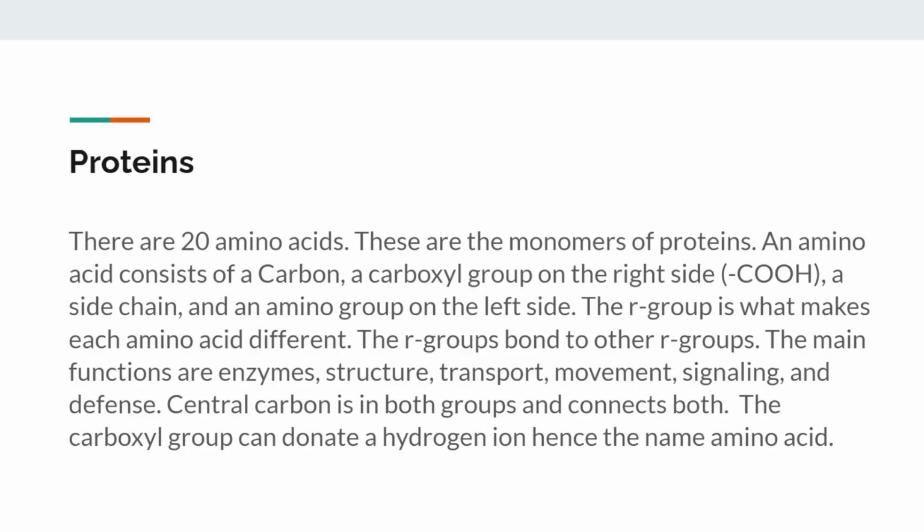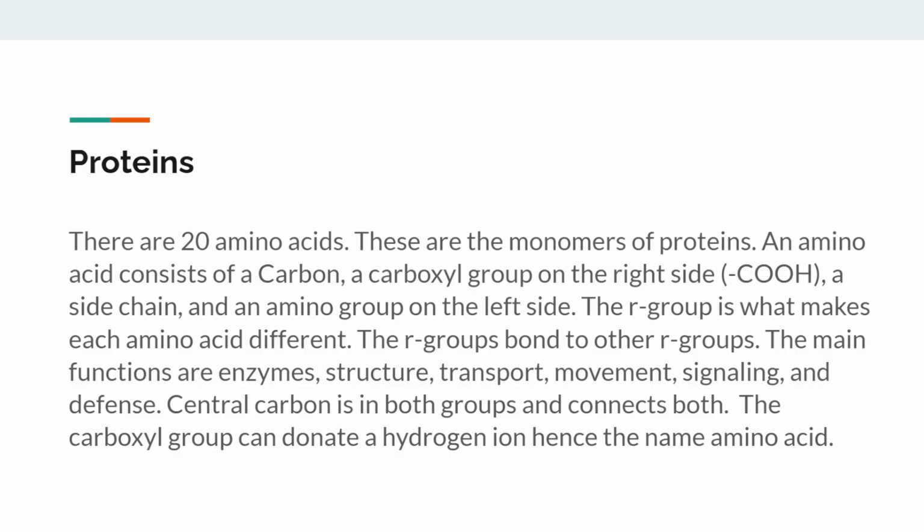An amino acid consists of a central carbon, a carboxyl group on the right side, a side chain, and an amino group on the left side. The amino group is NH2. The carboxyl group is COOH. Note that the hydrogen at the end can actually fall off and protonate the substance, which essentially means to drop a hydrogen ion, or proton, into the substance, which is why it's called an amino acid. The R group is what makes each amino acid different.